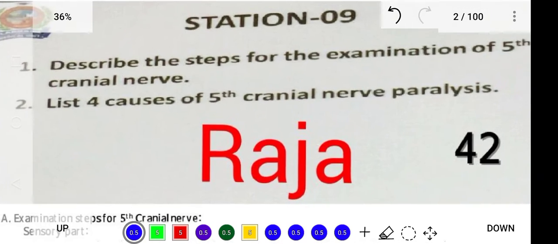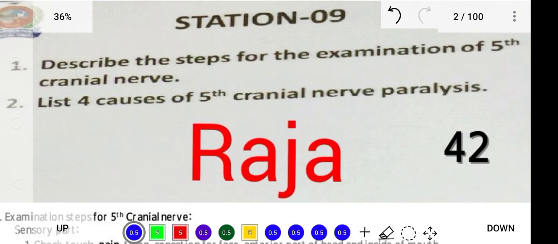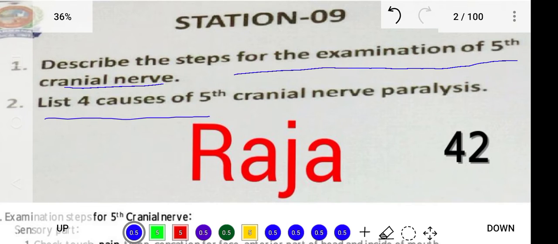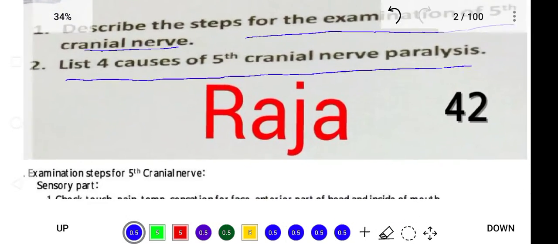Okay, so the question is: describe the steps for the examination of the fifth cranial nerve, and list four causes of fifth cranial nerve palsy. So the steps for the examination of the fifth cranial nerve, and the list of causes for fifth cranial nerve paralysis.